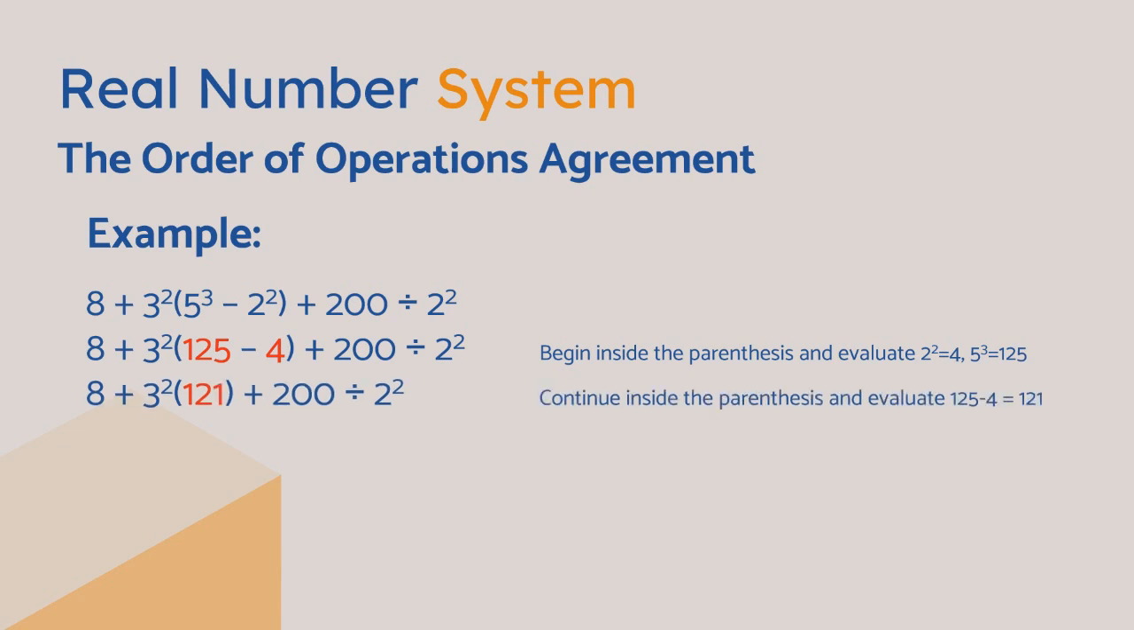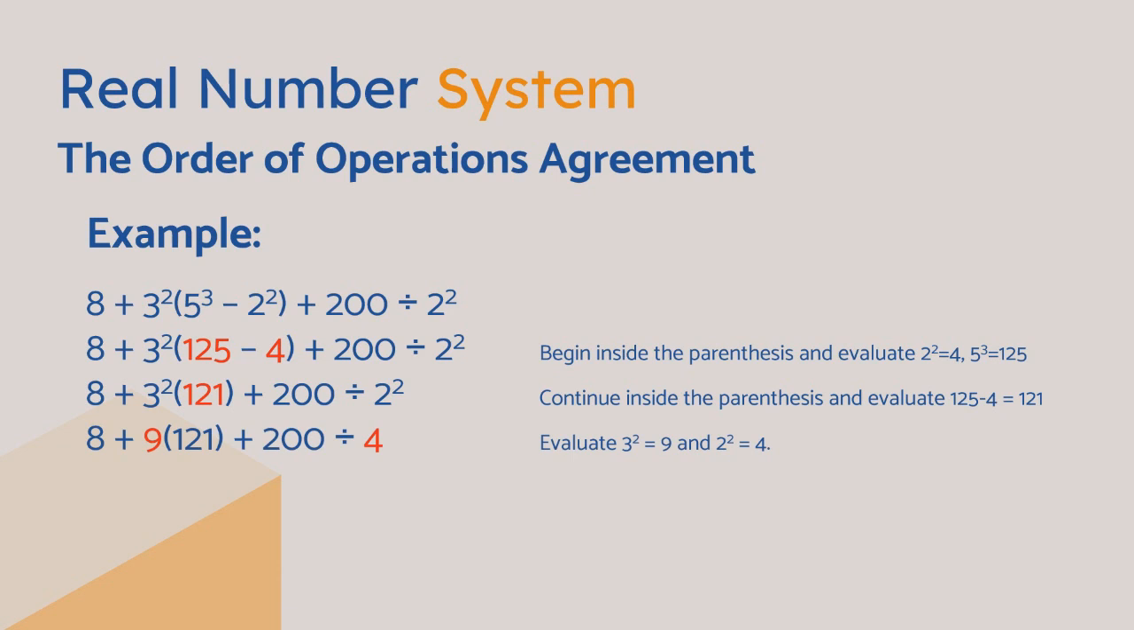Next, with parentheses, we have E, exponents. So we have 3 squared here, and on the end we have 2 squared. 3 squared is 9, 3 times 3. 2 squared is 4, 2 times 2. Rewriting, we get 8 plus 9 times 121 plus 200 divided by 4.